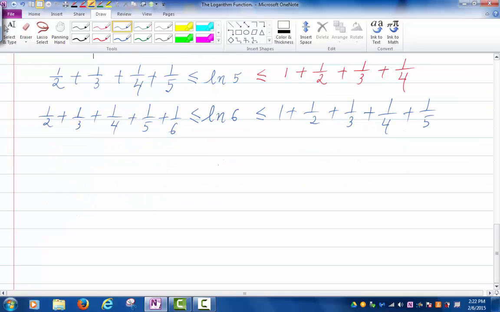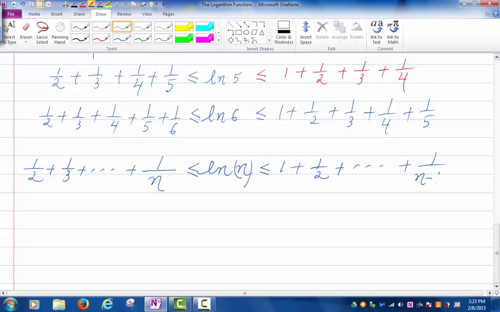And lastly, if I have any positive integer n, do you see a pattern? What would be the lower bound for ln of n? Maybe I should put a parenthesis to make sure n is the number here. So 1/3 plus ... What would be the last number here? 1 over n. And what do you get here? 1 plus half plus ... 1 over n minus 1. So we can estimate ln of n in this way. Everybody's clear?